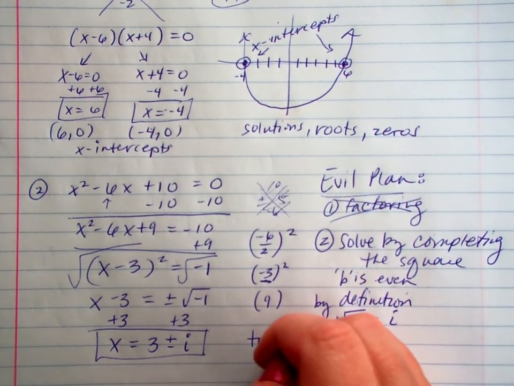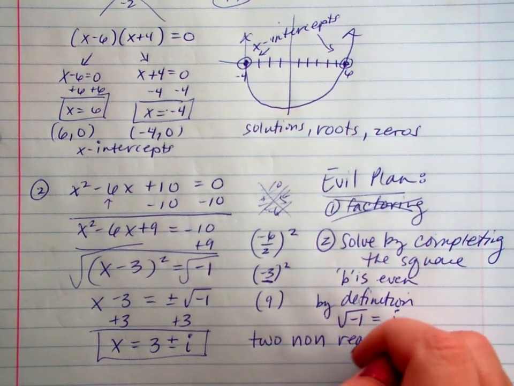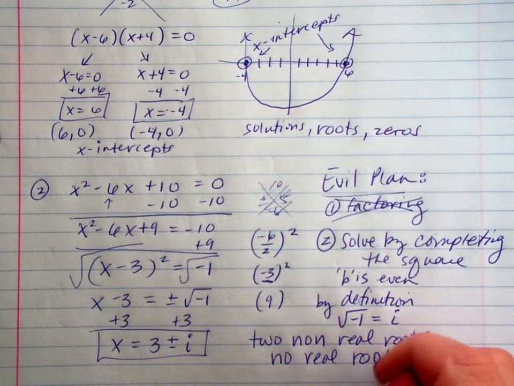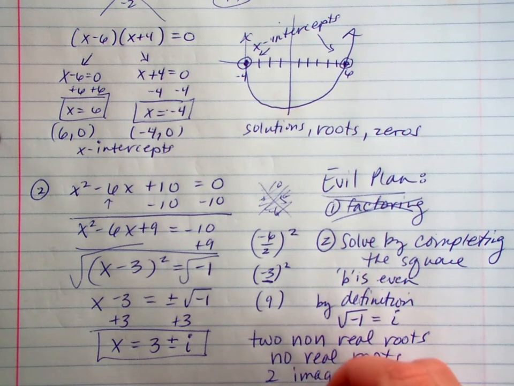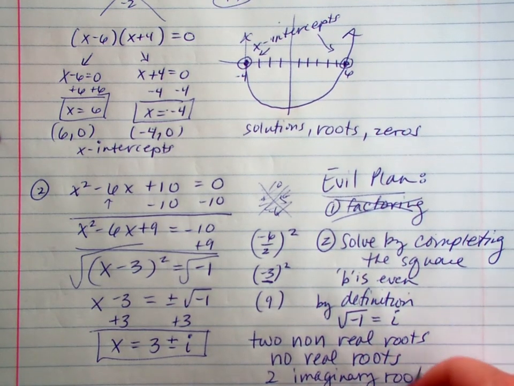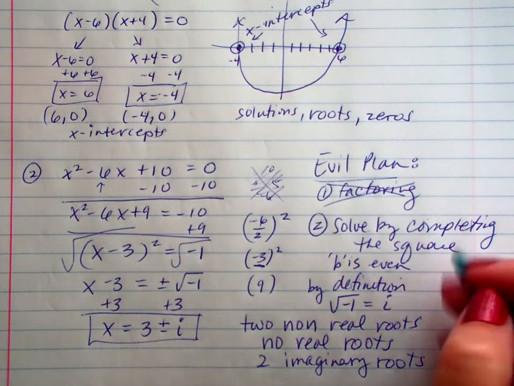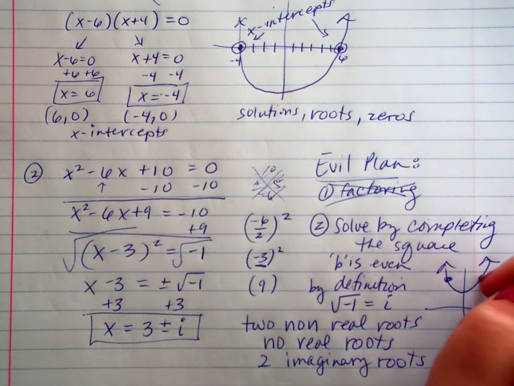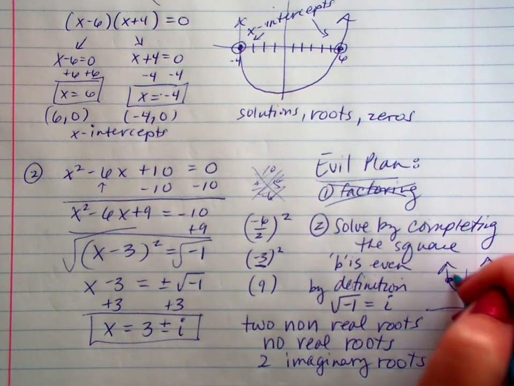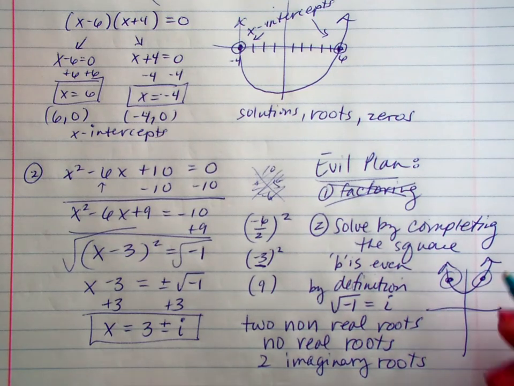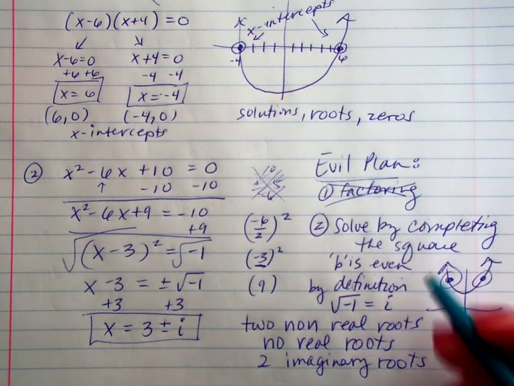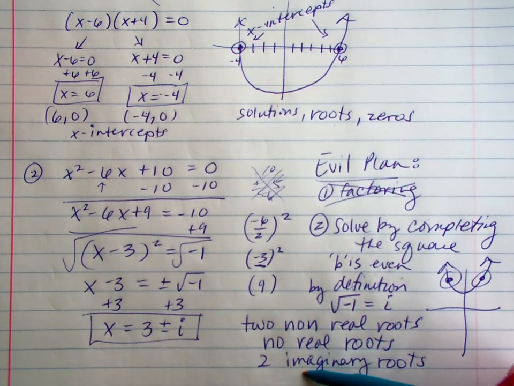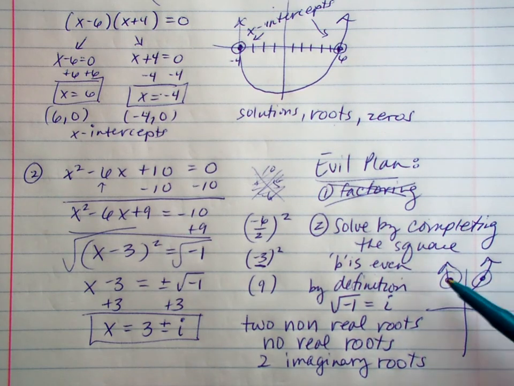I found that I have 2 non-real roots, or no real roots, or 2 imaginary roots. So what the heck is an imaginary root? If I went to graph this, it's 2 places where this equation is equal to 0. These 2 spots are my roots, but notice that they do not touch the x-axis. If they do not touch the x-axis, there are no x-intercepts, no solutions, no real roots, no zeros. It is 2 imaginary roots because they're floating here up above.